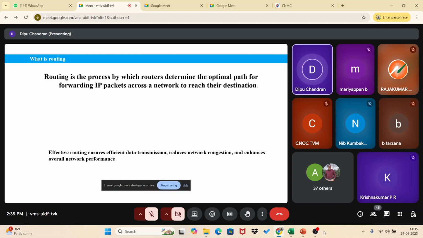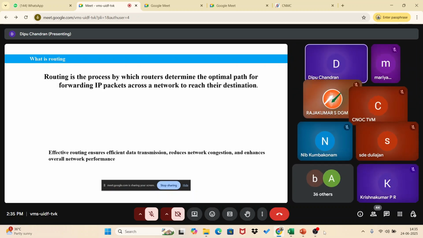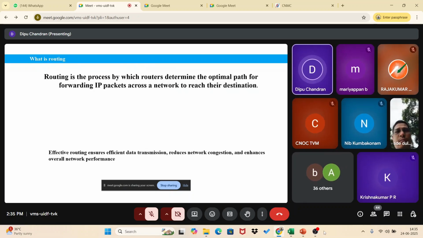Now I have added one extra slide here. Many times we are hearing this, so we should know what routing actually is, because I told you earlier that routing is a process. The router determines the optimal path for forwarding IP packets across the routers to reach their destination.